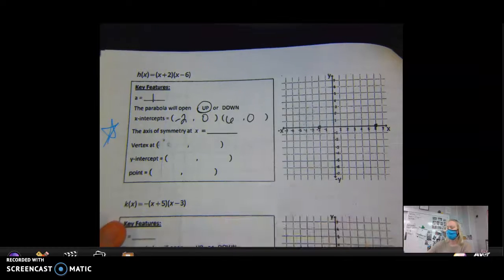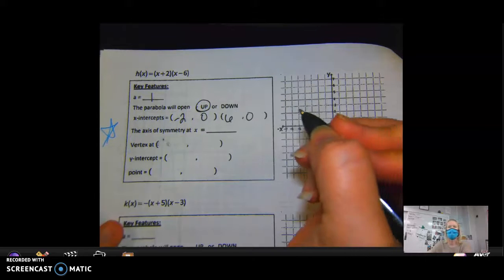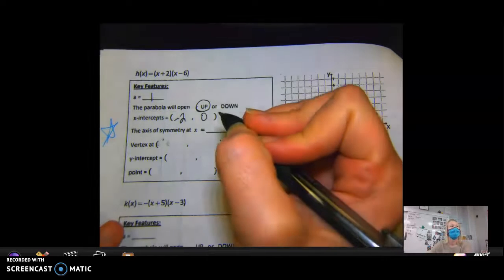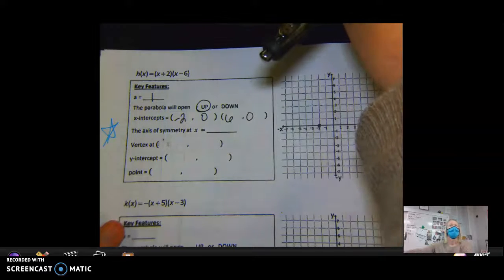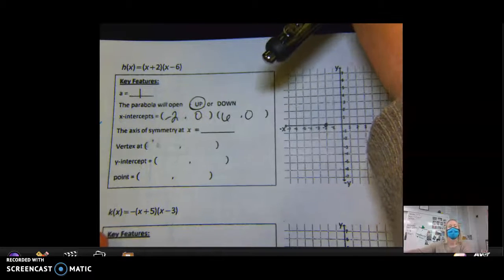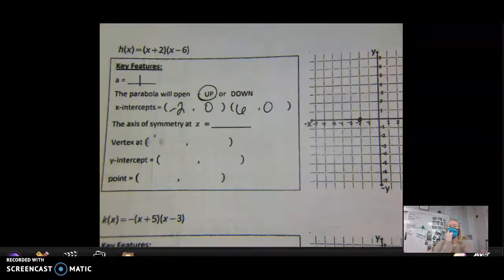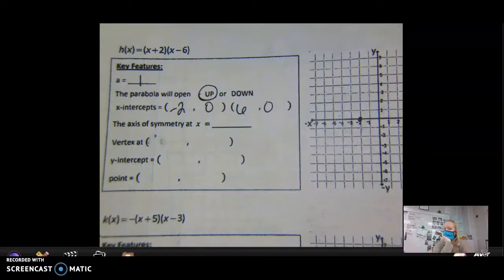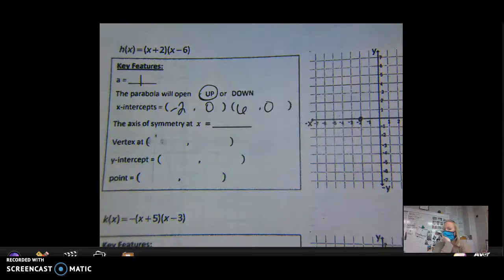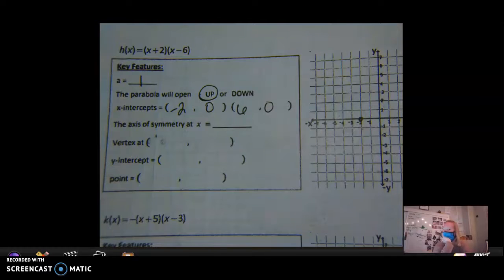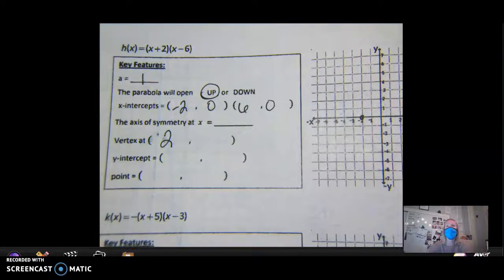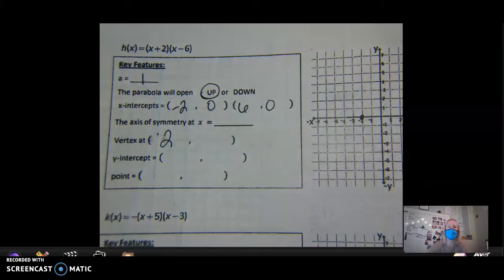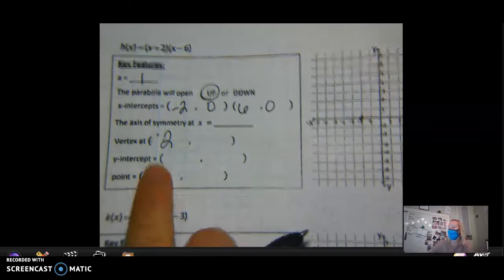So all these should be done. What did you guys get for your vertex x value? You can turn off the lights if you want. What's my x value of the vertex? 2. How do we find our x value of the vertex, guys? No, how did I find this 2?